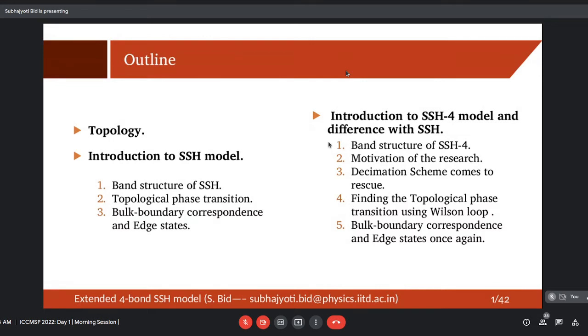This is where my work lies. Here also I will go through the band structure of SSH4. Then the motivation of the research is very important, that is, why I took this model and why I spent 1 year or 1.5 years of my masters on this project. In the motivation, two or three questions will arise, and to answer them I need to introduce the decimation scheme or renormalization scheme. Then I will find the topological phase transition using the Wilson loop, and ultimately come to the bulk boundary correspondence and edge states again for the SSH4 model.